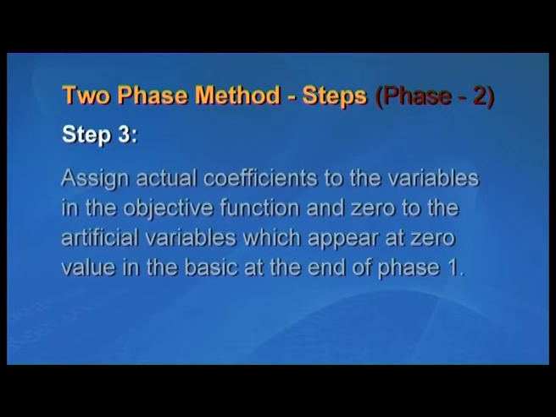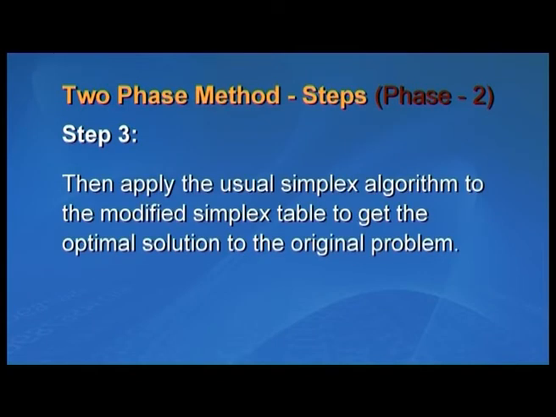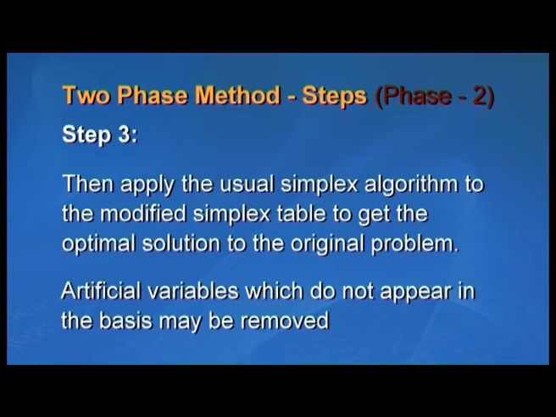Step 3. Assign actual coefficients to the variables in the objective function and 0 to the artificial variables which appear at 0 value in the basis at the end of phase 1. That is, the last simplex table of phase 1 can be used as the initial simplex table for phase 2. Then apply the usual simplex algorithm to the modified simplex table to get the optimal solution to the original problem. Artificial variables which do not appear in the basis may be removed.